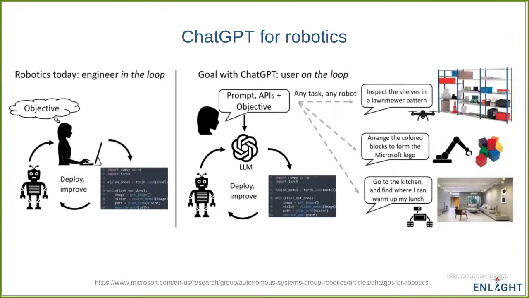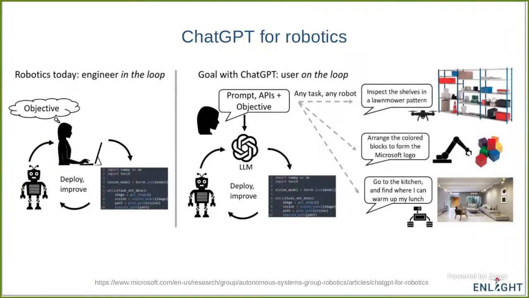Well, the progress in ChatGPT has been continuing at a very fast rate. So rather than only using classical ChatGPT, experts are already playing with an idea of how robotics could be enhanced. As opposed to the classical approach shown on the left, where the experimenter or user designs the robot by programming it and asking it to do some interesting things, on the right we can have the user in the loop, which would allow the robot to interact with a human in natural language, such as "inspect the shelves in the lawnmower pattern", so that the robot would be able to solve the task when given the linguistic instruction.